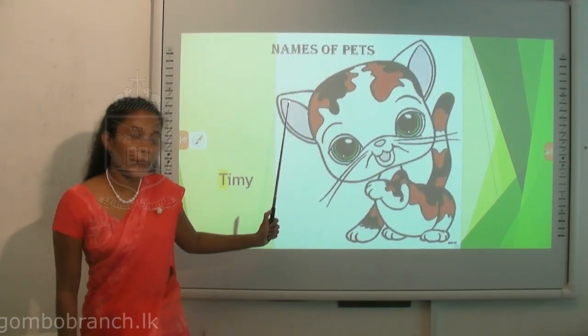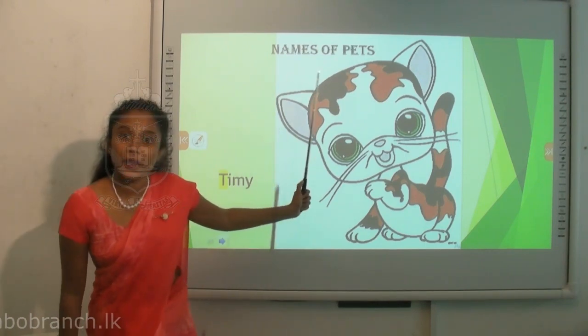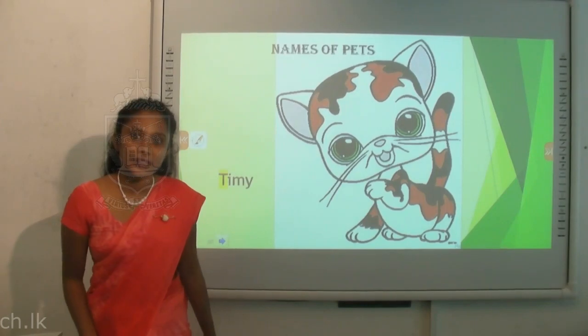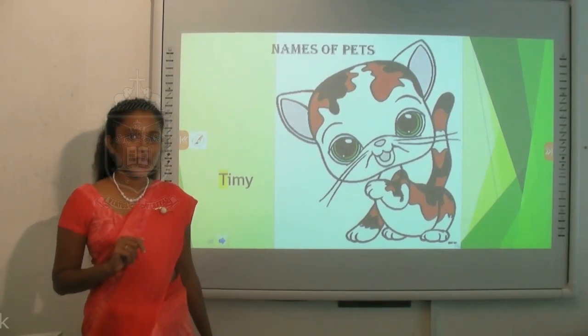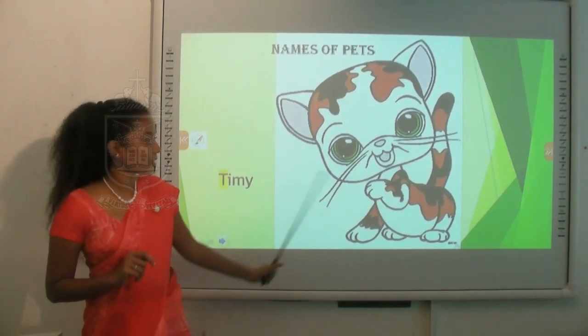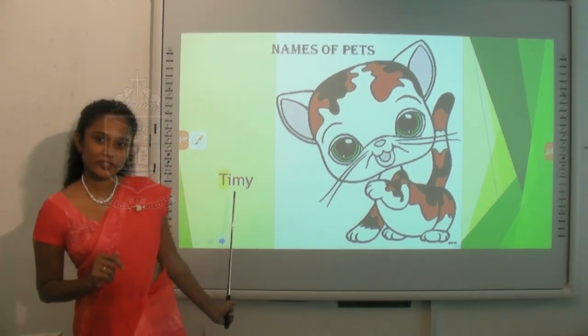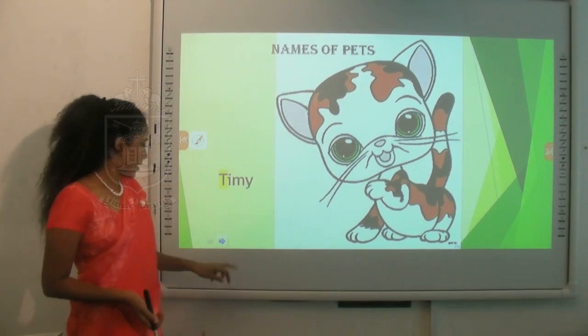We use capital letters for the names of pets too. That means the first letter is capital. See Timmy, the cat's name is Timmy. T is capital. Next one.